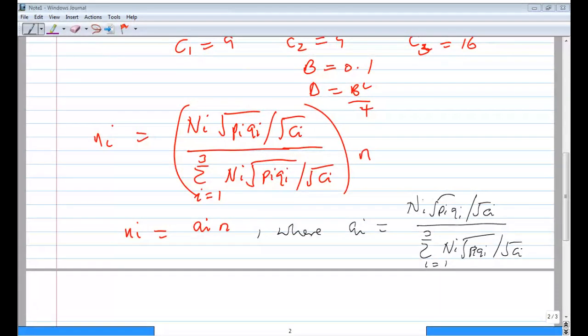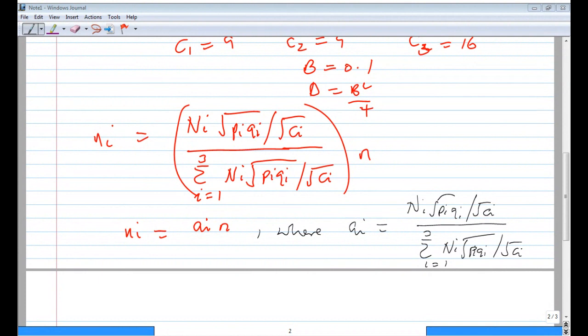Sir, in this division, are you only dividing the square root of Pi and Qi or everything? Anyway, you can see that there is a summation and there is a multiplication. There is no addition, there is no subtraction. It's dividing everything: Ni times the square root of Pi Qi divided by the square root of Ci. You get it?